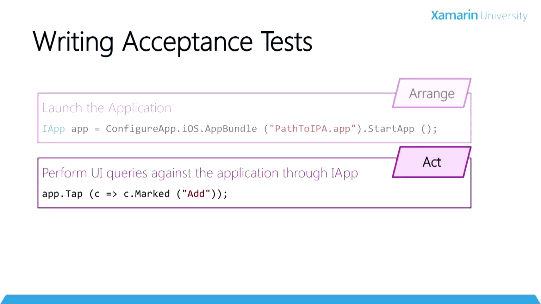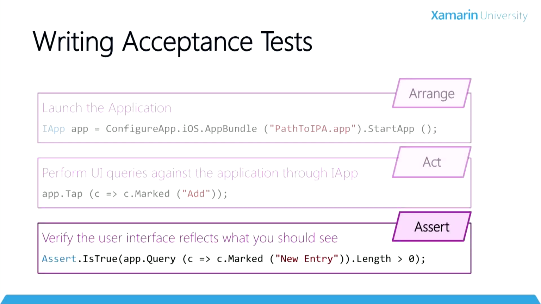Our act section of our test will be similar to a unit test, in that this is where we will actually interact with the elements that we want to execute and test. In this case, it will be user interface elements. Then finally, in the assert section of the test, we can use NUnit's regular assert class methods to validate our expectations.